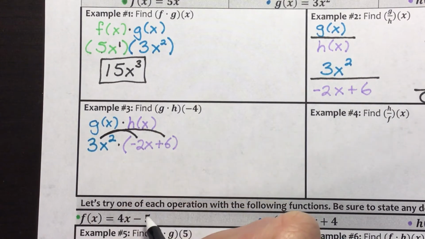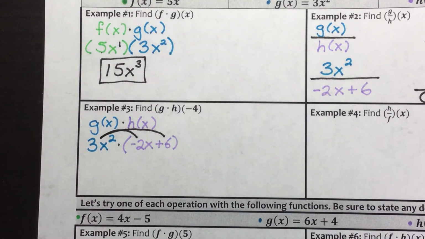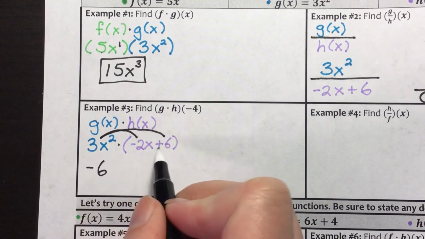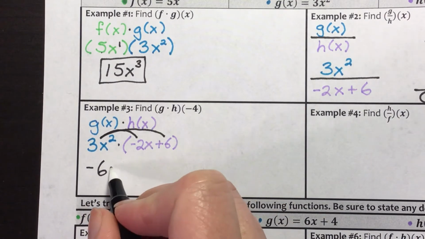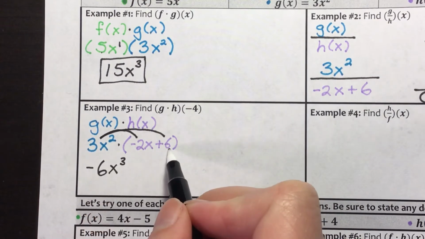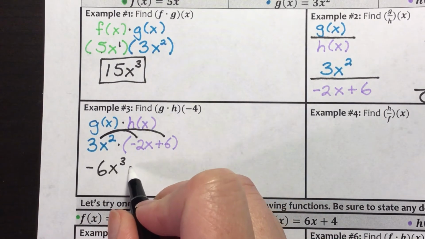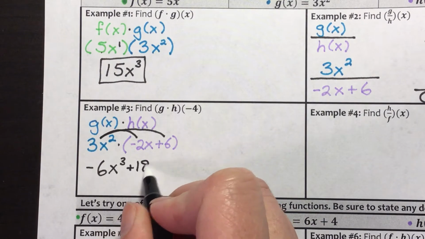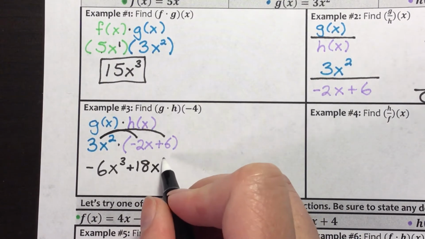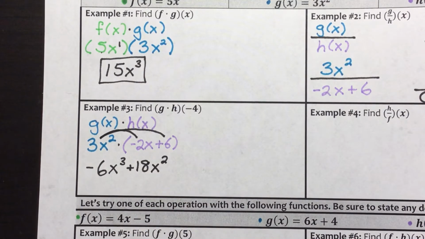1 times 2 is 2. So we're going to get two terms as we multiply. So let's do it. 3 times negative 2 is negative 6. X squared times x to the first power is x to the third power, or x cubed. And then 3x squared times 6. 3 times 6 is 18. It's positive, so we'll put a plus. So plus 18. We've got x squared here and no more x's, so we'll just keep the x squared that we have. Okay, so what we have is g times h of x.